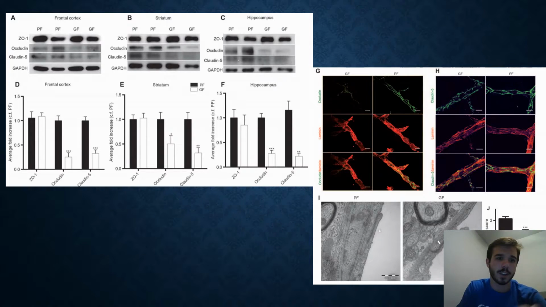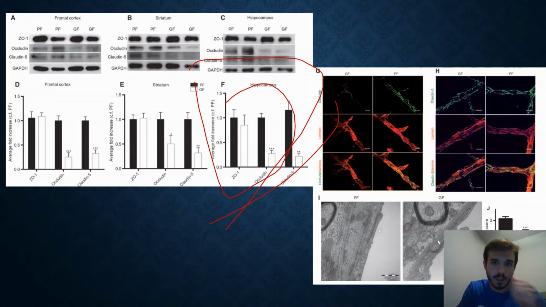If you just look closely, figures A through F, these ones over here, they are comparing the expression of a bunch of proteins like ZO1, occludin, and claudin-5 in the different parts of the brain: the frontal cortex, the striatum, and the hippocampus. These are proteins that, when expressed, tighten the junctions. And Western blot was used for A through F, and I'll explain the other ones a bit later. As you can see there, we do definitely have some stuff going on.